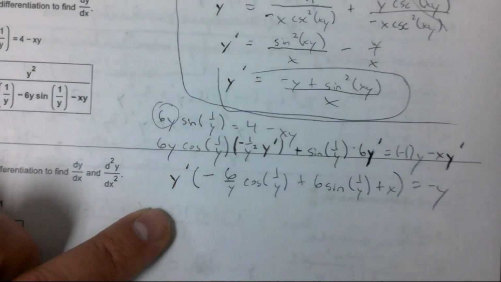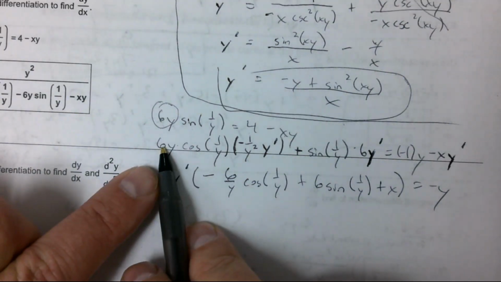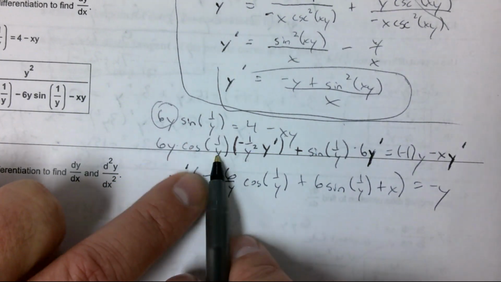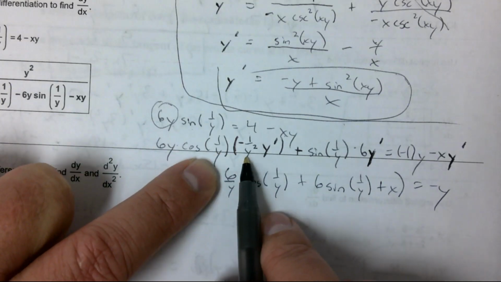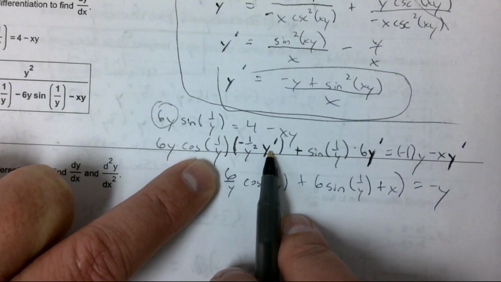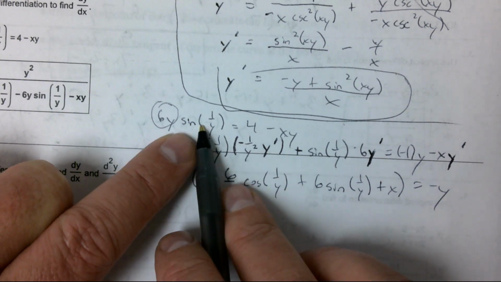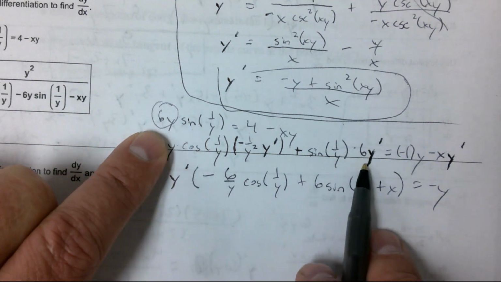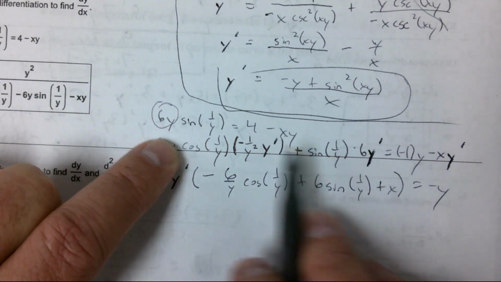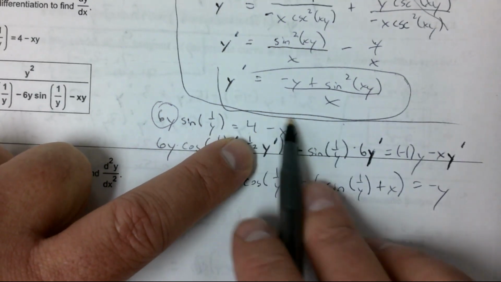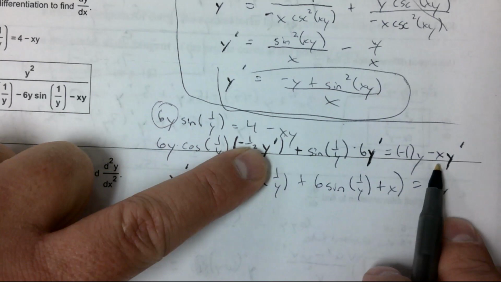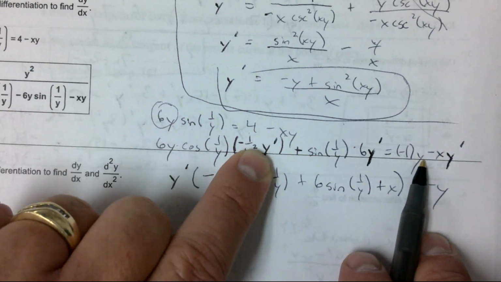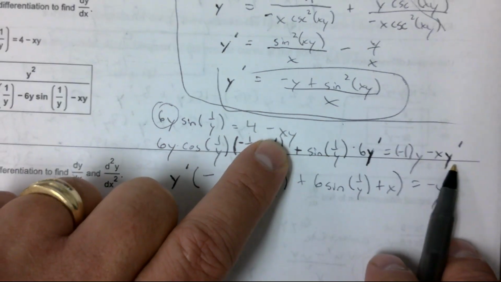So again, what we did was we kept our 6y the same. We took our derivative of sine, and that's cosine, kept this the same, then took the derivative of the inside, which is negative 1 over y squared y prime. Then we kept our sine 1 over y the same. And then the derivative of 6y is 6y prime. Then we took our derivative of 4, which is 0, and then used the product rule on this part. So the derivative of negative x is negative 1, keep the y the same, and keep the negative x the same and make y prime.